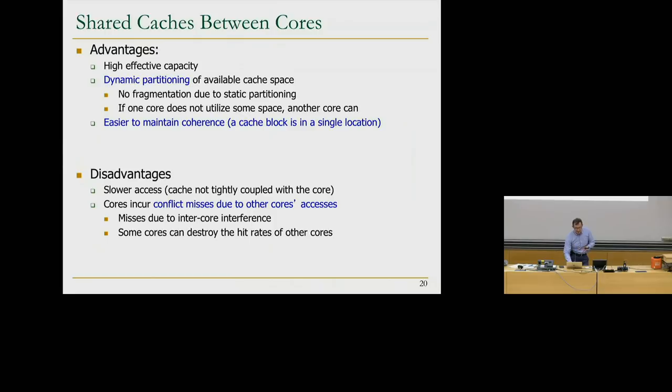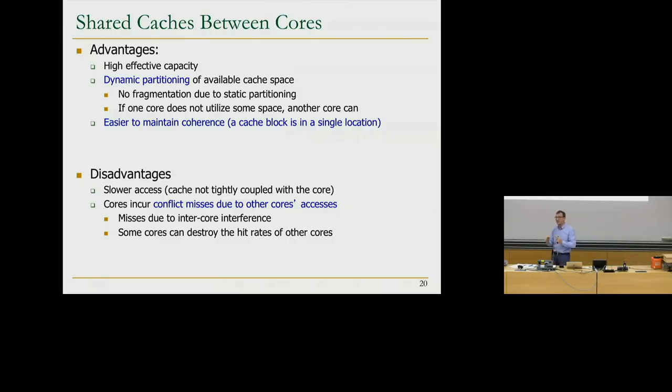And clearly, whenever you have a shared cache, cores can incur conflict misses due to other cores' accesses, and we've seen this. I've already discussed this before. Some cores can destroy the hit rates of some other cores. Again, you may actually have a 4-megabyte cache that's shared between 2 cores. If one core or one application is running alone on that, it may be accessing only 100 bytes. And 100 bytes is good enough for it to access, and it gets great cache locality. It always sits in the cache on those 100 bytes.